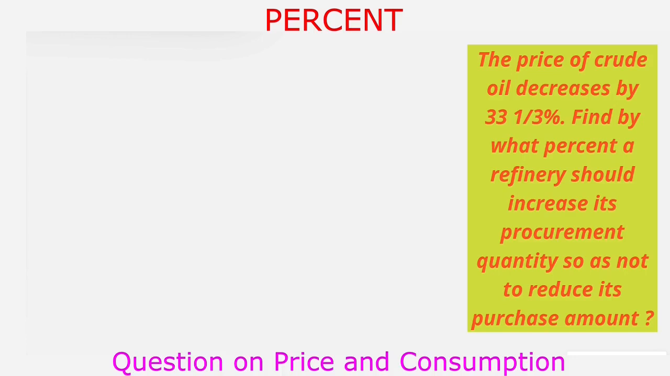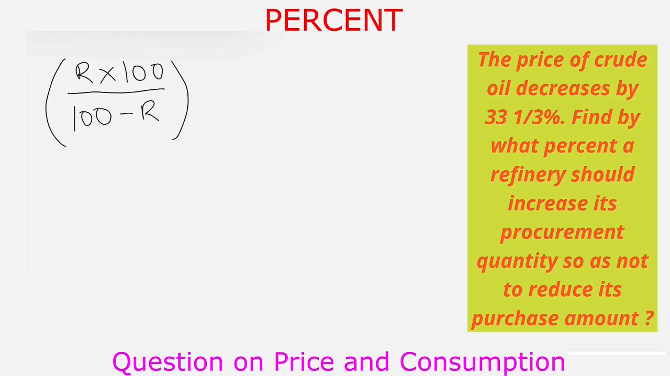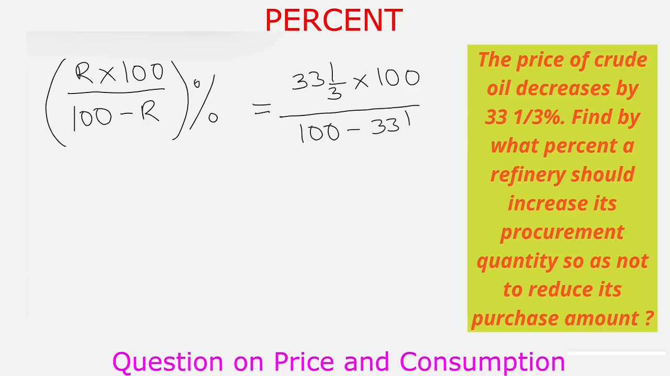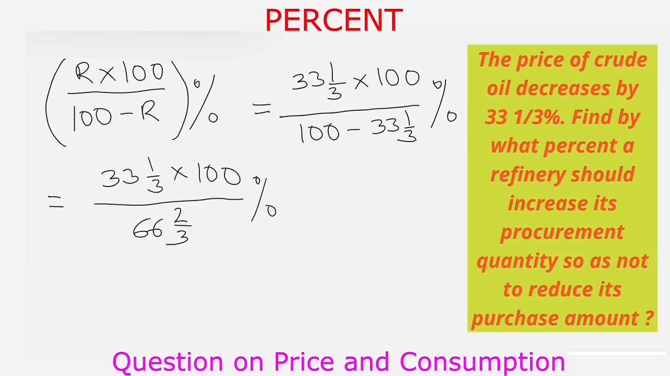The formula is R multiplied by 100 divided by 100 minus R percent. Let's put the value here. The rate by which the crude price has decreased is 33 and 1/3%. So we write 33 and 1/3 multiplied by 100 divided by 100 minus 33 and 1 upon 3%. This is equal to 33 and 1 upon 3 into 100 divided by 66 and 2 upon 3.